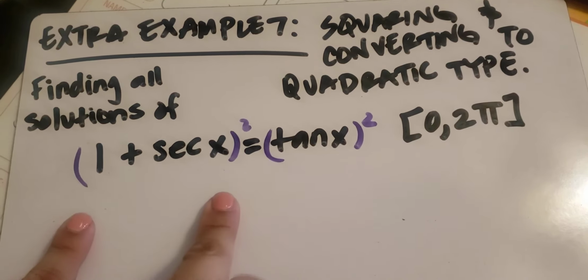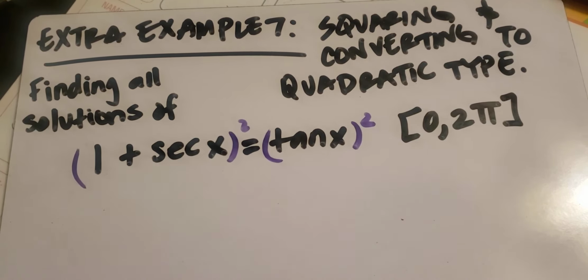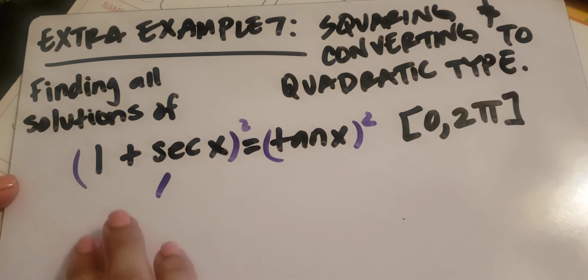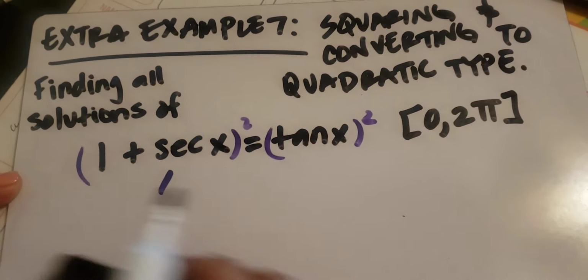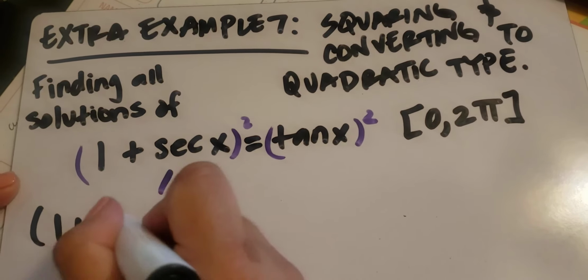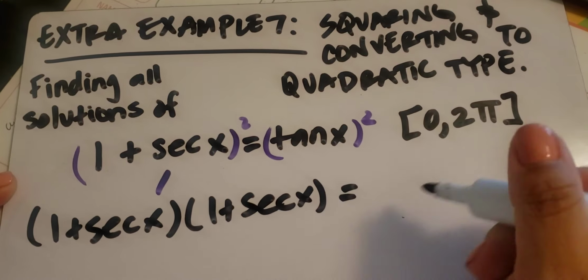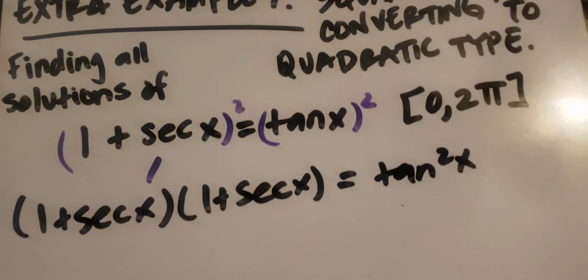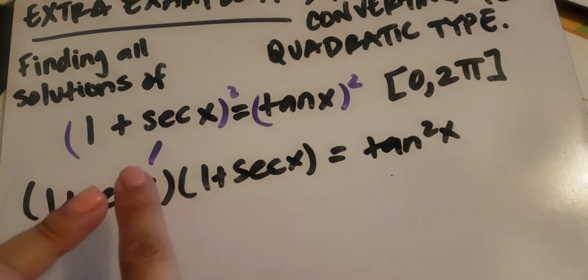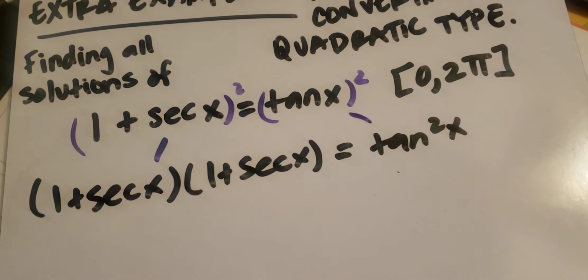So here we go. Whatever I do to one side, I do to the other side. So in this case, I'm going to be squaring both sides. As a result, this will give me (1 plus secant of x) times (1 plus secant of x) equals tangent squared of x. So if you notice, all I've done technically on this side is just expanded. And on this side, I just distributed the square.